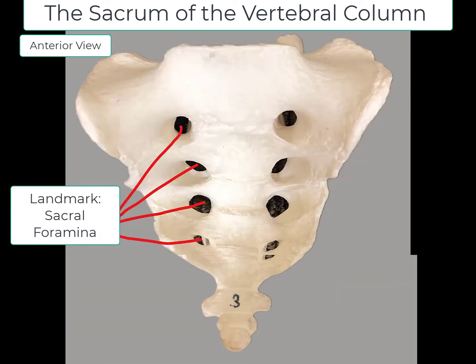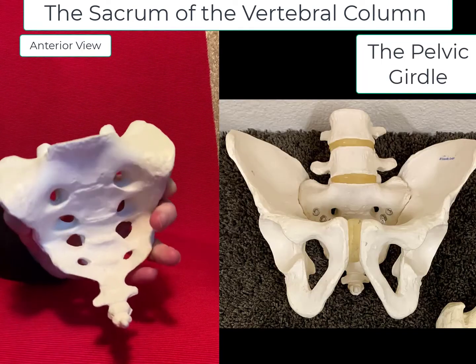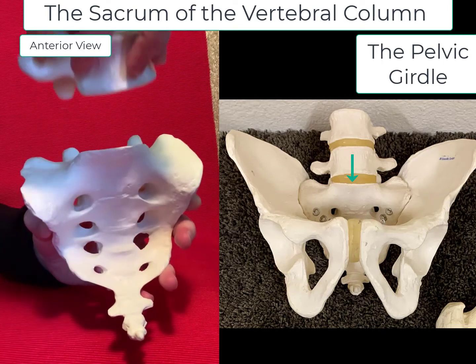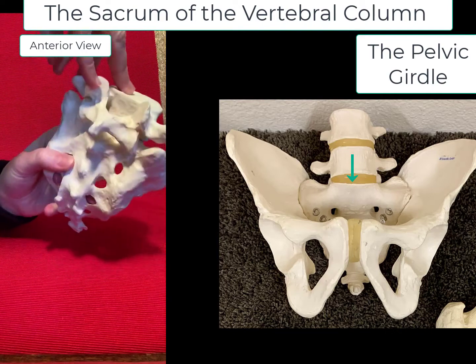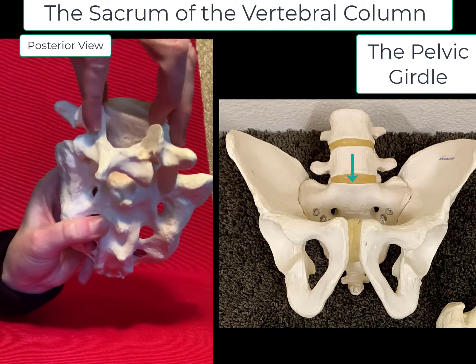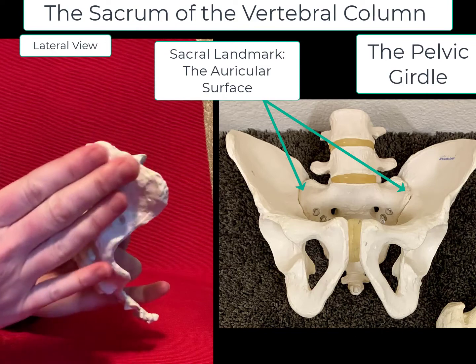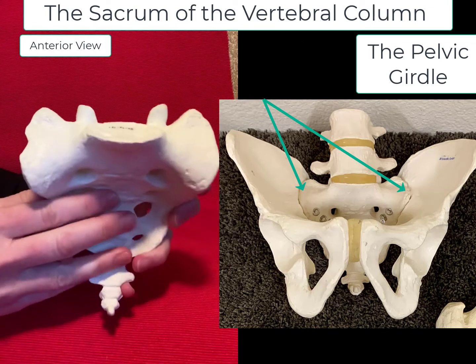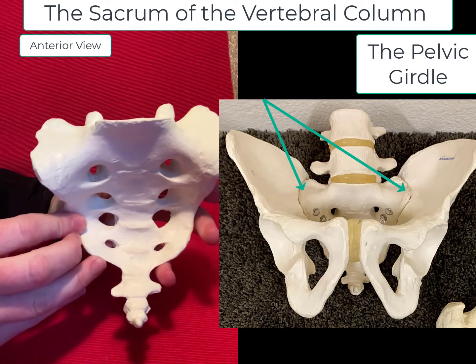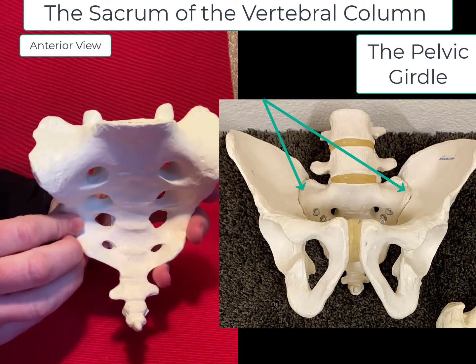Landmarks that you will need to know on the sacrum are called sacral foramina, which are these little holes. You will also need to know where the sacrum articulates with other bones. So this portion articulates with the 5th lumbar. This roughened surface on one side and on the other is the point of articulation with the os coxa, otherwise known as the innominate of the pelvis.